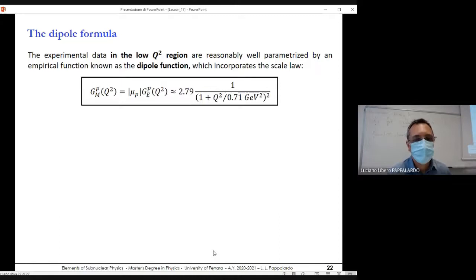Now, the experimental data in the low Q square region are reasonably well parameterized by an empirical function, which is known as the dipole function that you see here. It incorporates this scaling law, the fact that the magnetic and electric form factors scale by the anomalous magnetic moment. So you can essentially describe both, apart from this constant, by this dipole function of Q square.